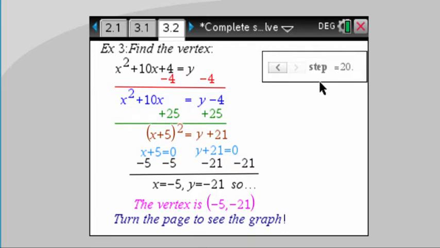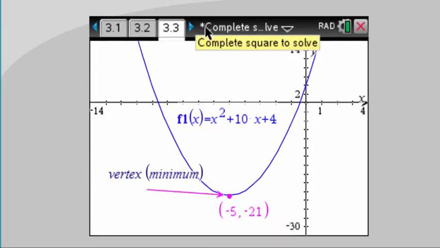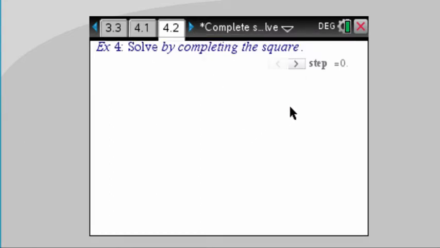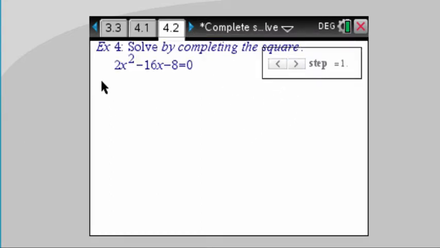Turn the page to see the graph. We got a graph for this one. There it is, -5, -21. Okay, what if the lead coefficient is not 1? Some of you are going to be very interested in this one. Okay, solve by completing the square, where lead coefficient is not 1.